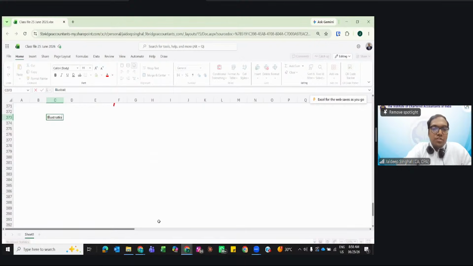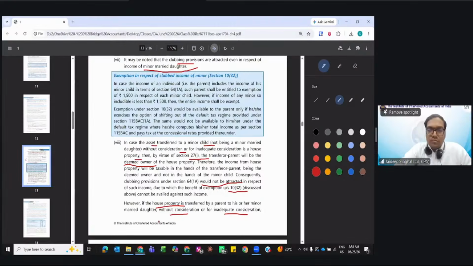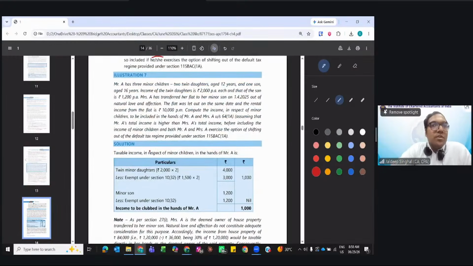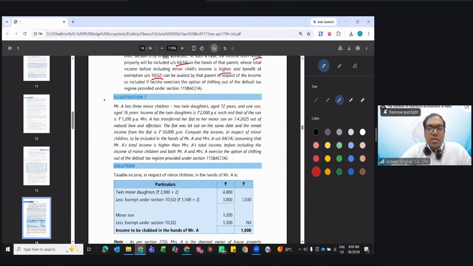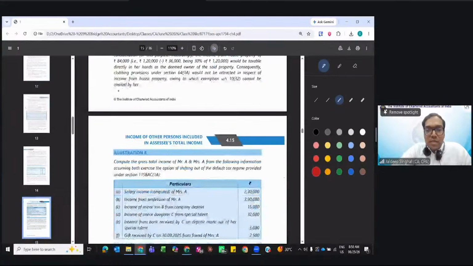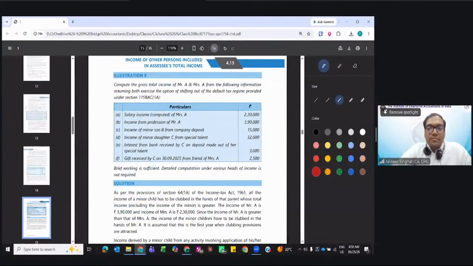Let's do an illustration. Question number 7 you can do yourself. Very easy it is. Let's practice question number 8. Illustration 8.